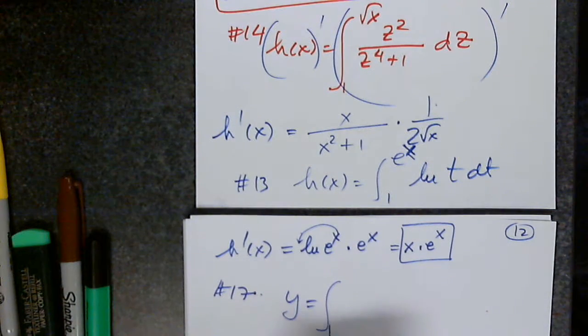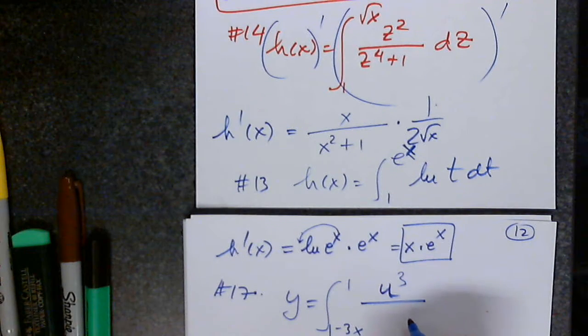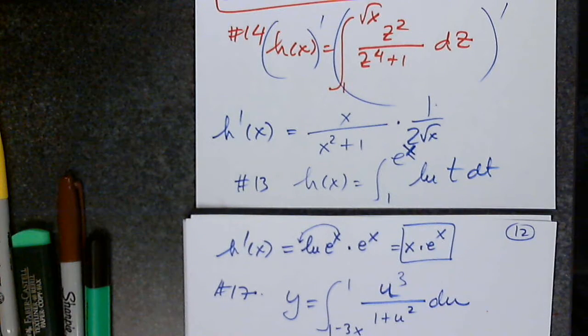17. y equals the integral from 1 minus 3x to 1, u to the third over 1 plus u squared du. So there is no more new material. This is the end of the class. We just practice now for the test and for the final.